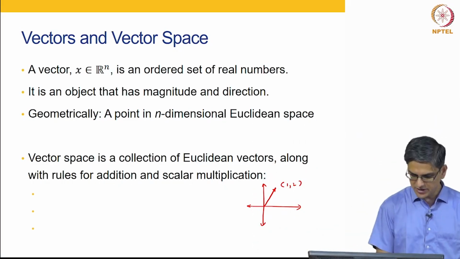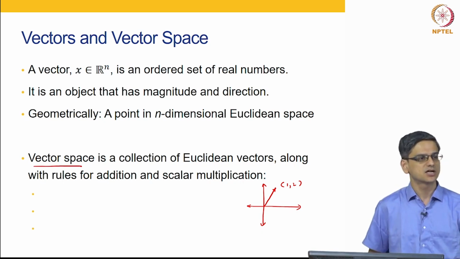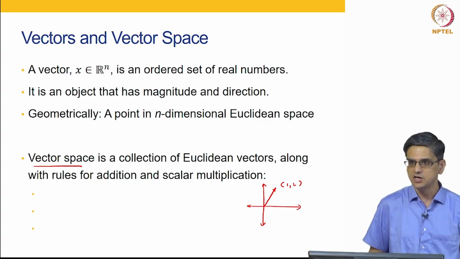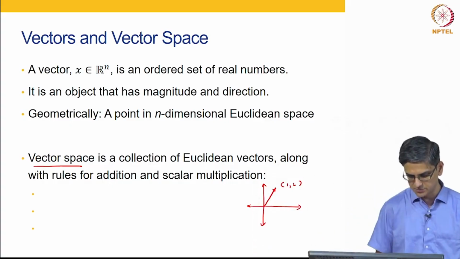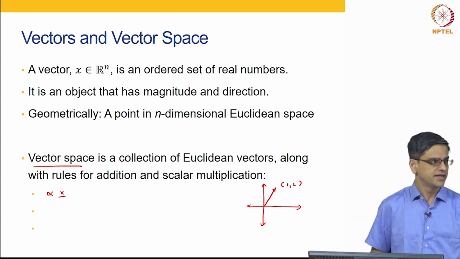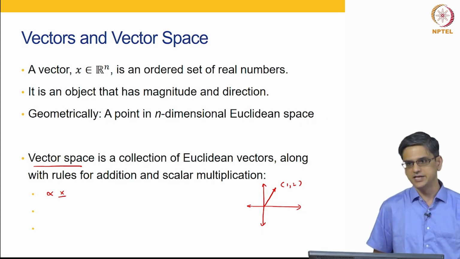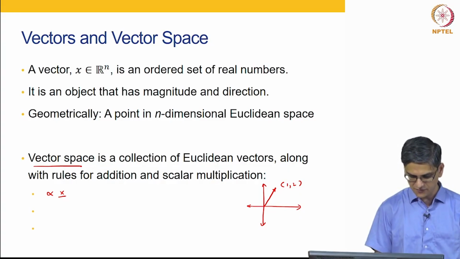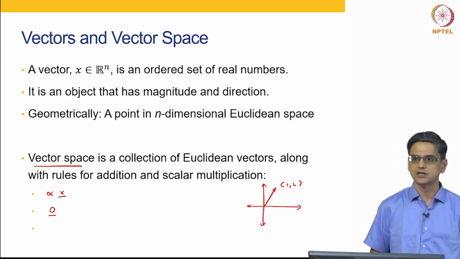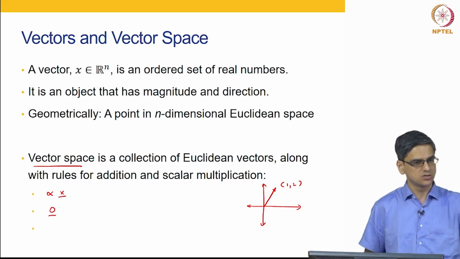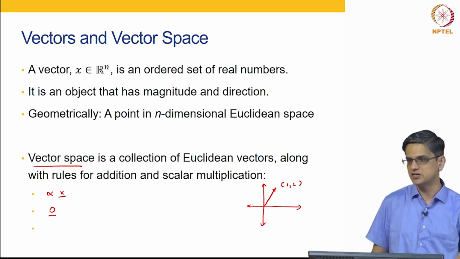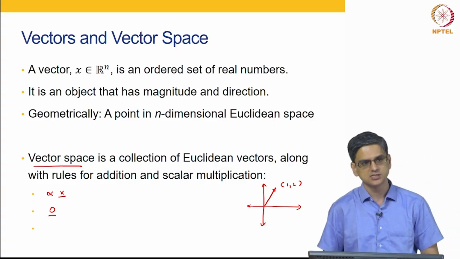Okay. A vector space is nothing but a collection of Euclidean vectors along with the rules of addition and scalar multiplication. Now, what are those rules of addition and scalar multiplication? If you have a scalar alpha and a vector x bar, then alpha x bar also exists and also lies in the same vector space. The vector space is defined as a space that also has a vector 0 bar. 0 bar means (0, 0) or (0, 0, 0) or whatever the case might be. When all the elements of that particular vector are 0, then that vector is 0 bar.